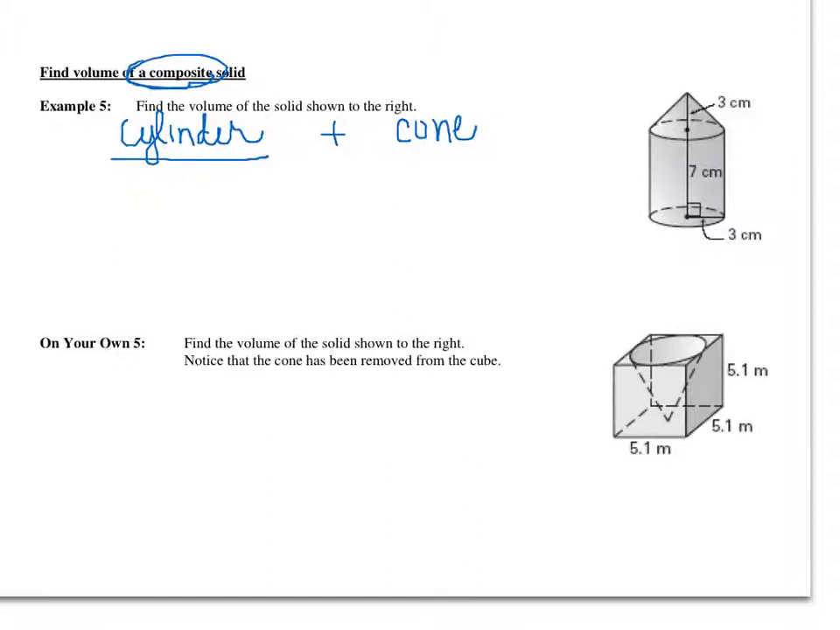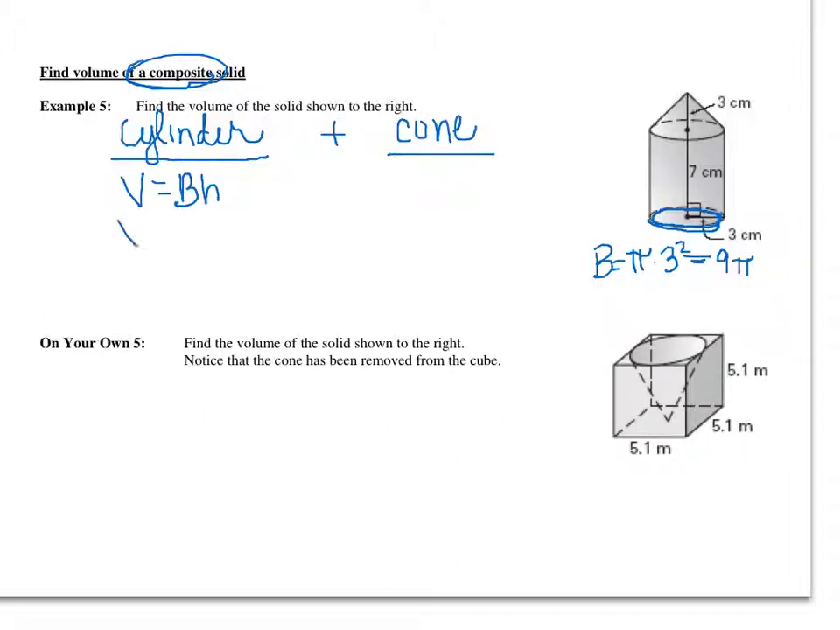So to find the volume of my cylinder, we're going to do volume equals base area times my height. For my cylinder, my base area is this circle right here, and that's really the base area for the cylinder and the cone. It's going to be pi times my radius squared. That's my base area. So that's 9 pi.